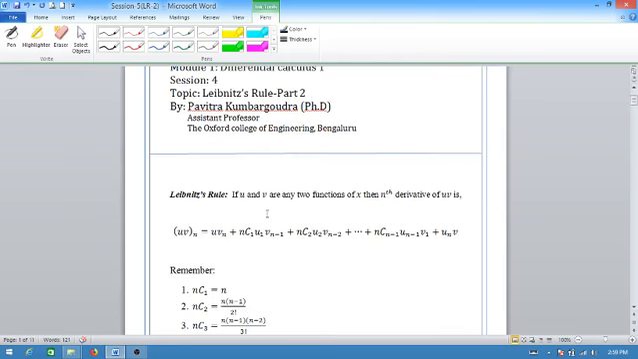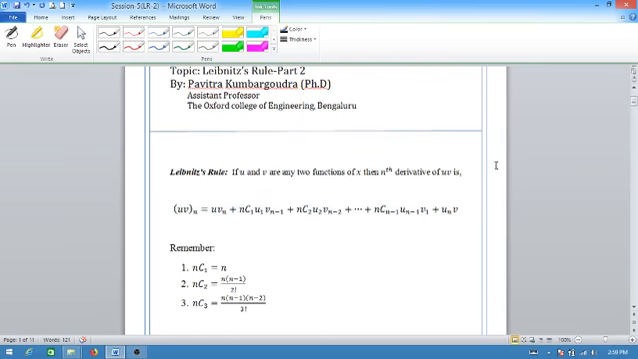In this session we will solve some more problems on Leibnitz Rule. Leibnitz Rule is finding the nth derivative for the product of two functions. If I consider u and v are any two functions, then the nth derivative of u into v is given by u into vn plus nC1 u1 vn minus 1 plus nC2 u2 vn minus 2 plus and so on plus un v.